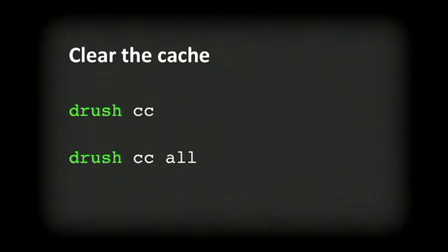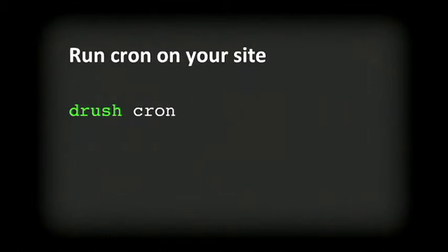Obviously, if you're using things like Omega 4, there are other things that can help you so that you don't need to clear caches, like page reload. So if you ever look at Omega 4, that's pretty cool. You can run cron on your site, just drush cron, and that runs cron on your site, nice and quick and easy.